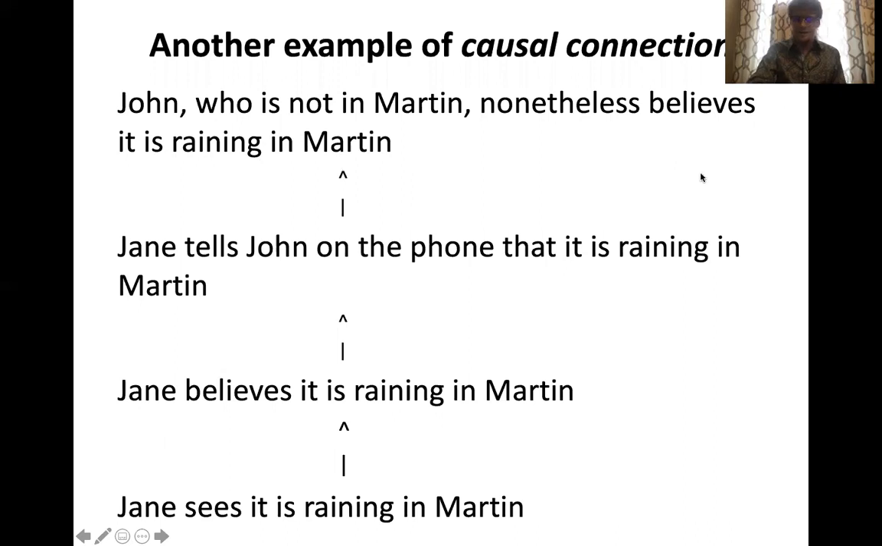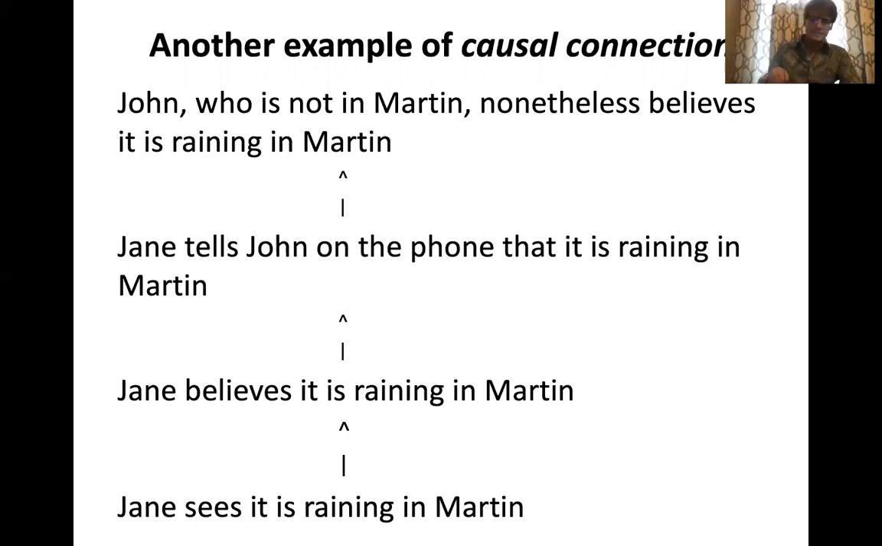Okay, so this is a case for testimony. Jane sees that it's raining outside in Martin, Tennessee. Jane believes that it's raining in Martin, Tennessee, so her belief stands in the right causal connection between the actual rain and her belief. Then Jane tells John over the phone that it's raining in Martin, Tennessee. And John, who is not in Martin, nevertheless believes that it's raining in Martin.